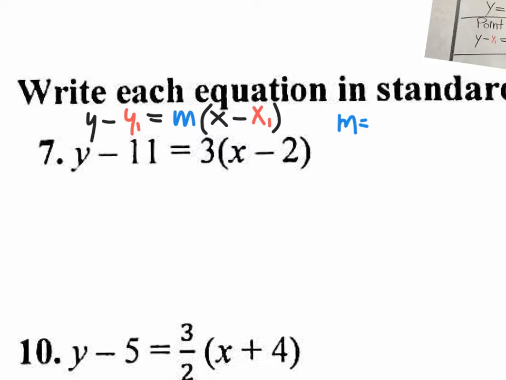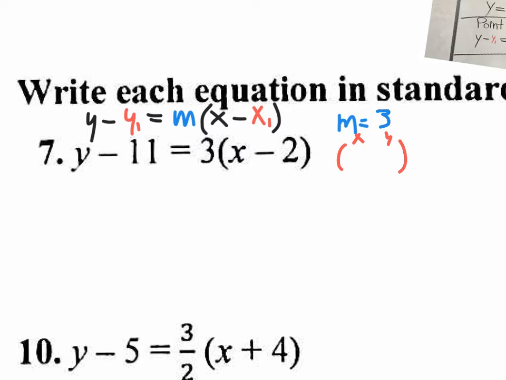Now, what is the slope of this equation that's obviously in point slope form? 3, right? So, okay. Slope is 3. What if I asked you for what is a point on the line of this equation? A point is an x value and a y value. Do you know an x value and a y value from number 7? Yes. What's the x and y value? 2 and negative 11. Okay.